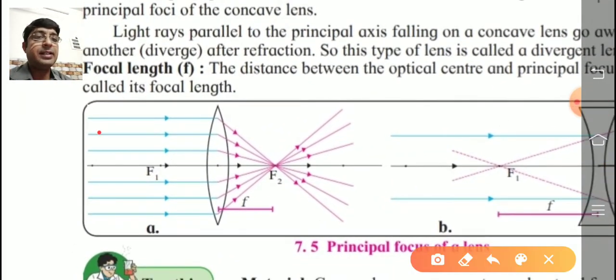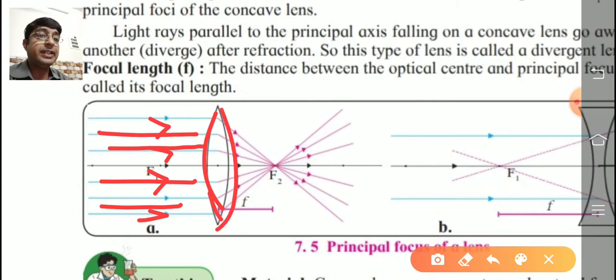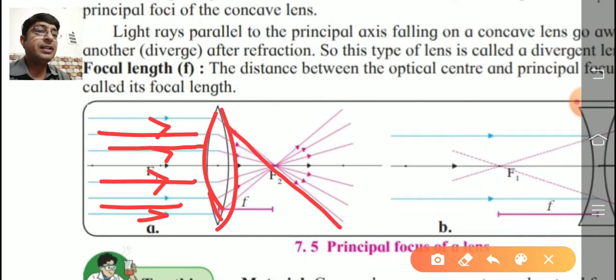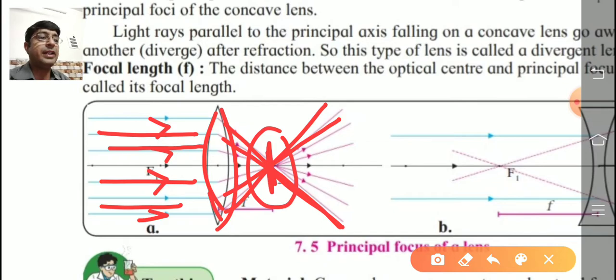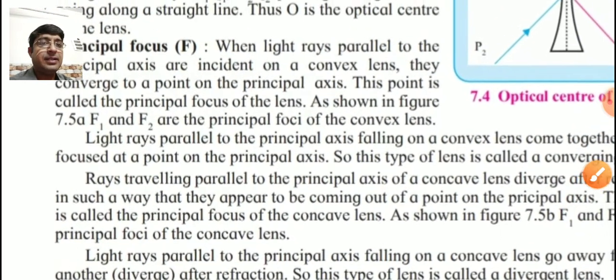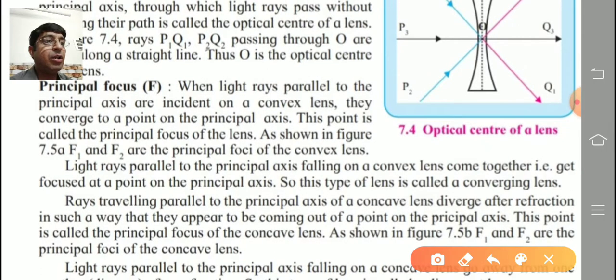All the incident rays are parallel, passing through the convex lens. What happened after that? Refraction takes place and all these parallel incident rays are refracted in a different direction and converge at a single point. This point is called the principal focus of a convex lens. Next definition is given here. Define converging lens. So mark the definition from here.